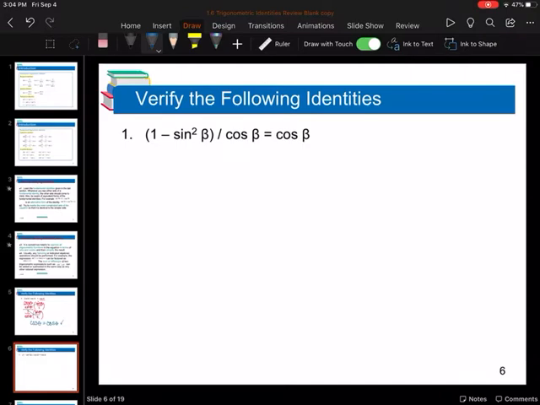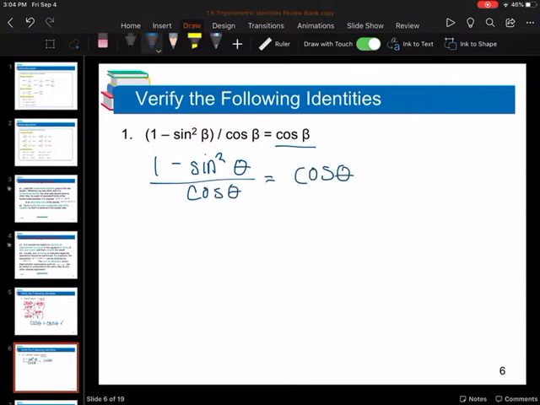Next, so here we're going to keep the simple side of cosine beta, and we're going to transform the other side. So we're going to look at 1 minus sine squared. I'm just going to write thetas instead of betas, all over cosine theta equals cosine theta. So 1 minus sine squared theta, well, that's a manipulation of sine squared theta plus cosine squared theta equals 1. So what we did was subtract the sine squared from both sides.